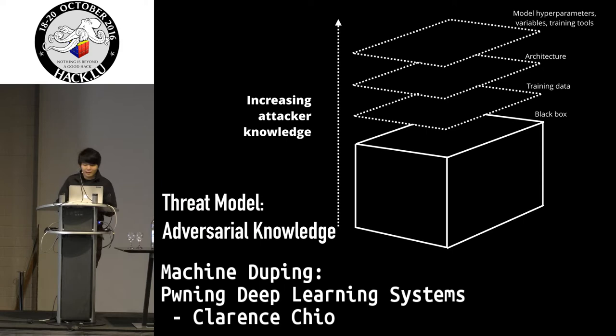And then if you have slightly less information, you only have access to the architecture. You, for example, know that this is trained with a neural network. It's a 3-layer neural net, for example. And then with slightly less, you have only access to the training data. And with even less, it's basically a black box. So all you have is the ability to input stuff into this classifier, and then you can see the outputs. And we can see that in this case, you can still generate adversarial examples to trick these models.